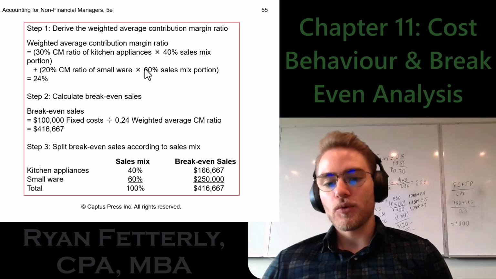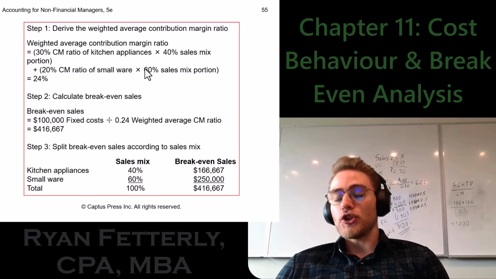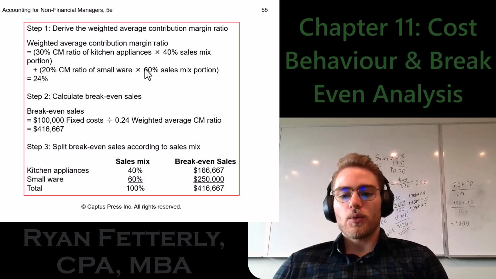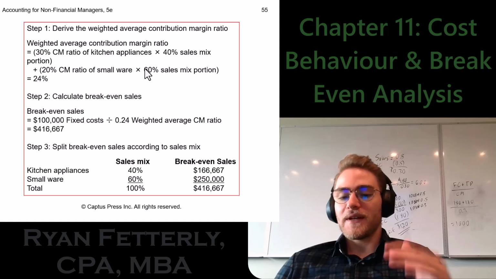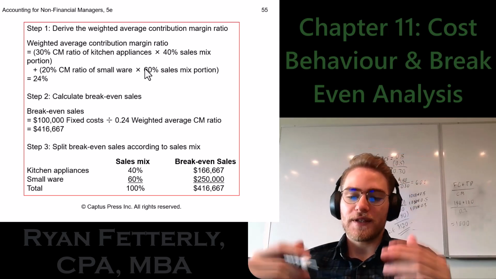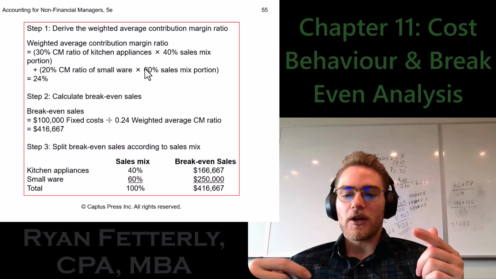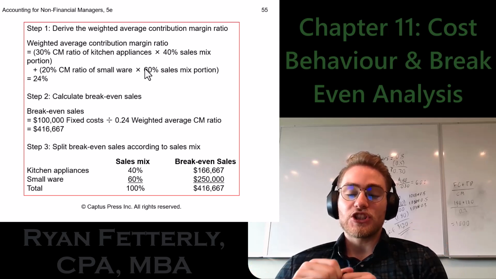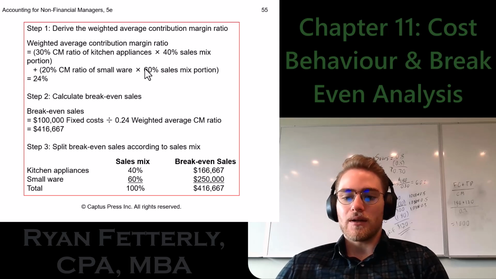So step 2 would be then to calculate the break-even sales using this weighted average contribution margin ratio of 24%. So we would basically go, same fixed cost divided by our contribution margin. So fixed cost of $100,000 divided by our contribution of 24 cents per dollar of sales. That means we'd have to basically generate $416,000 in sales.